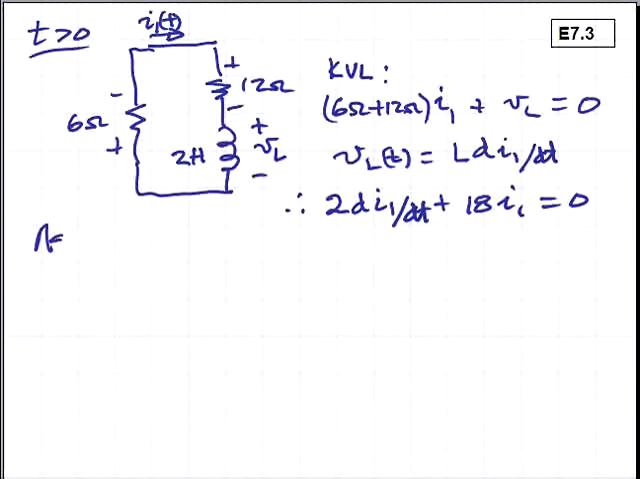We'll assume the solution of the form I1 of t is equal to K1 e to the minus t over tau. We think for a moment about what's happening in the circuit. We've charged the inductor, so to speak, stored energy in its magnetic field when the 12-volt source was connected to the circuit. Now that energy will be dissipated in this loop, and eventually the current will fall to zero as the energy is lost in the heat of the resistors.